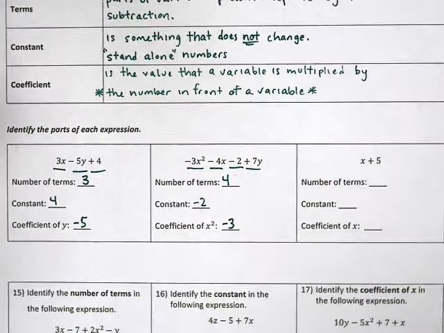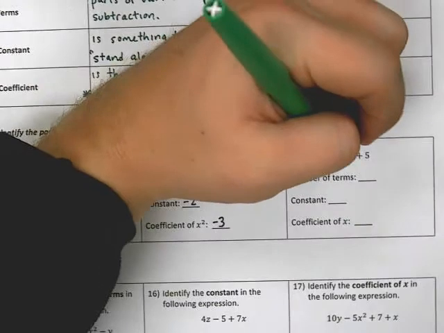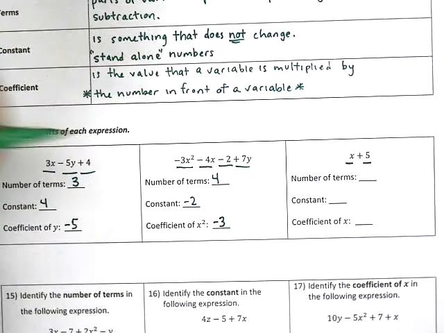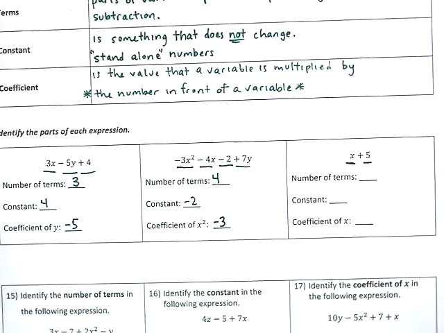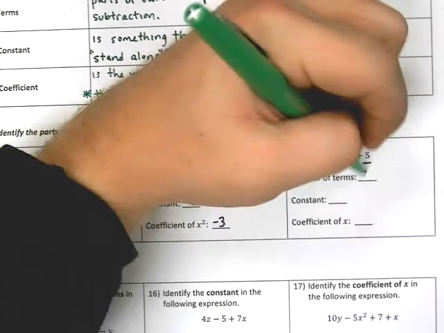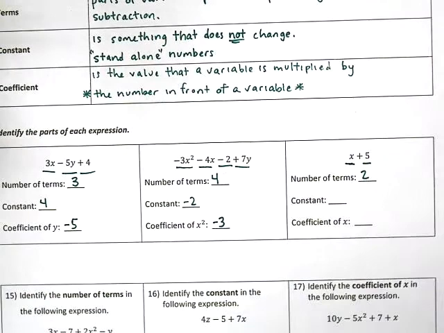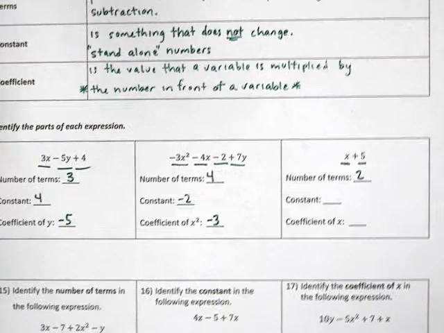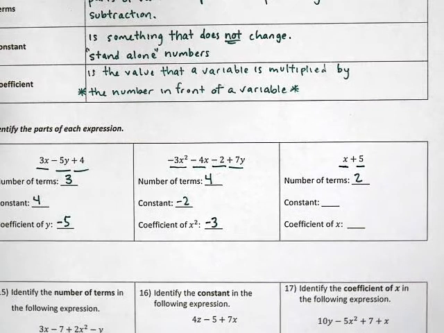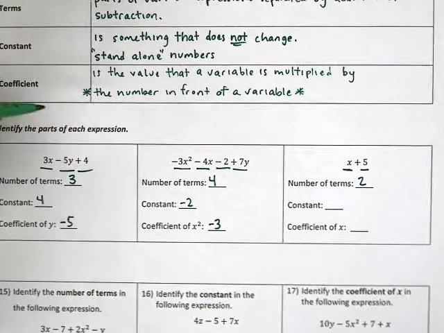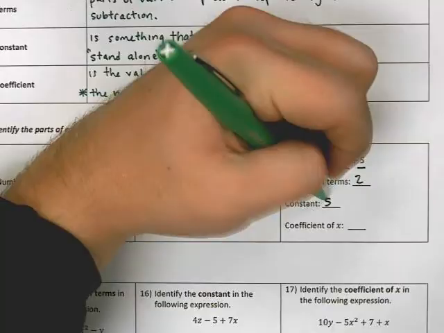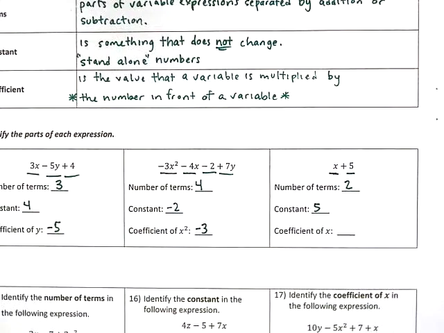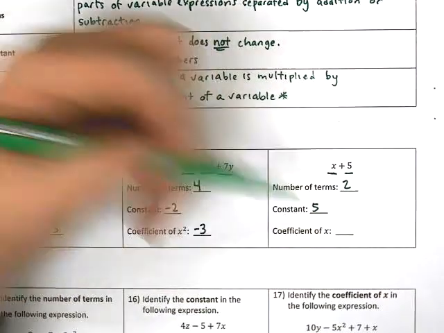So when we look here, I have 2 terms. I have 2 things being split by this addition sign. My constant, remember, what is by itself? What number is by itself? What number is never, ever, ever going to change? And the answer is positive 5. All right, this plus 5 means that this 5 is never going to change.